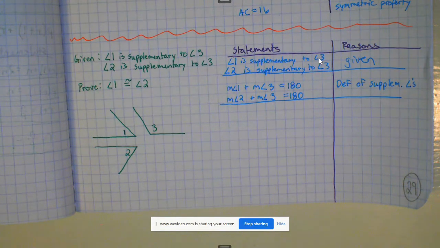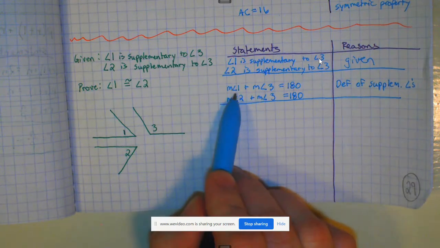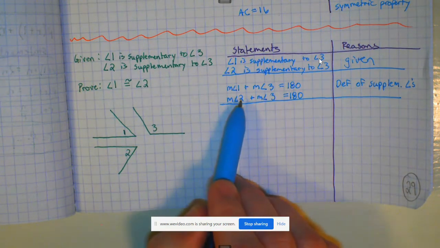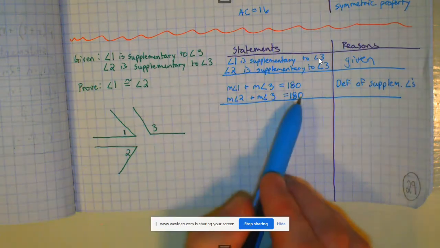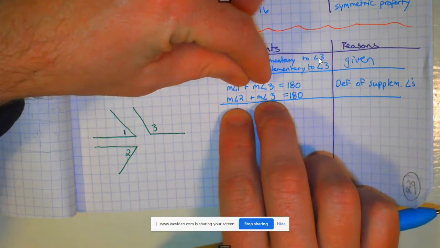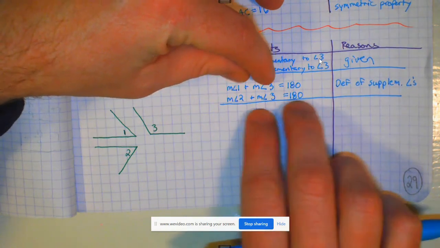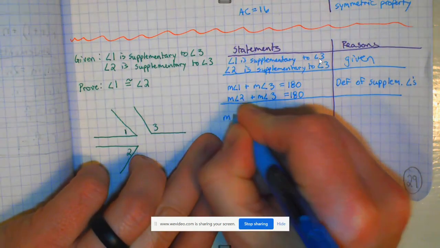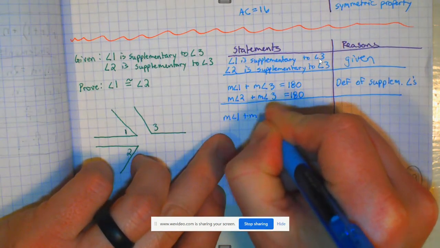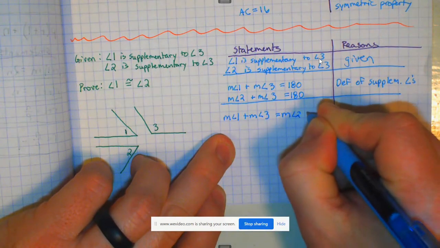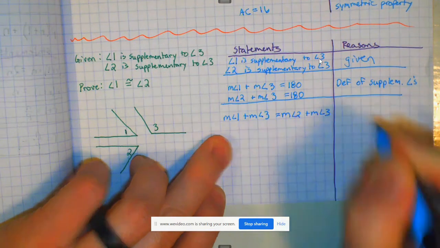Now, here we have that the measure of angle 1 plus the measure of angle 3 equals 180. And we have the measure of angle 2 plus the measure of angle 3 equals 180. So we have these two things equaling 180. Well, instead of writing 180, I can set them equal to each other. So the measure of angle 1 plus the measure of angle 3 equals the measure of angle 2 plus the measure of angle 3.